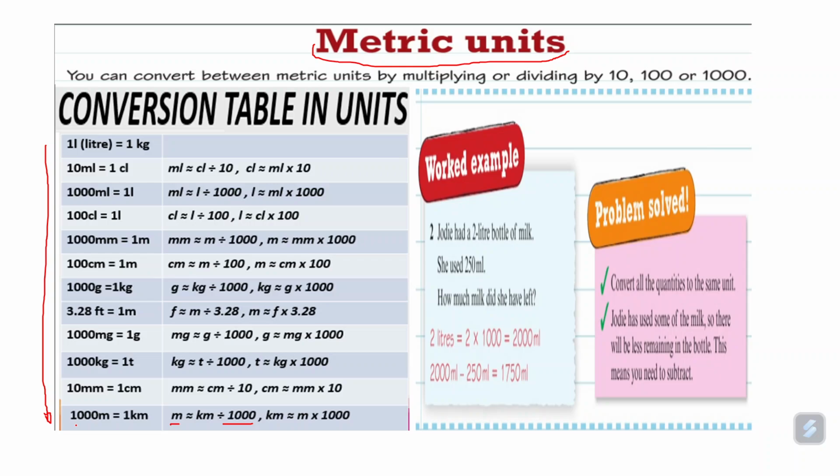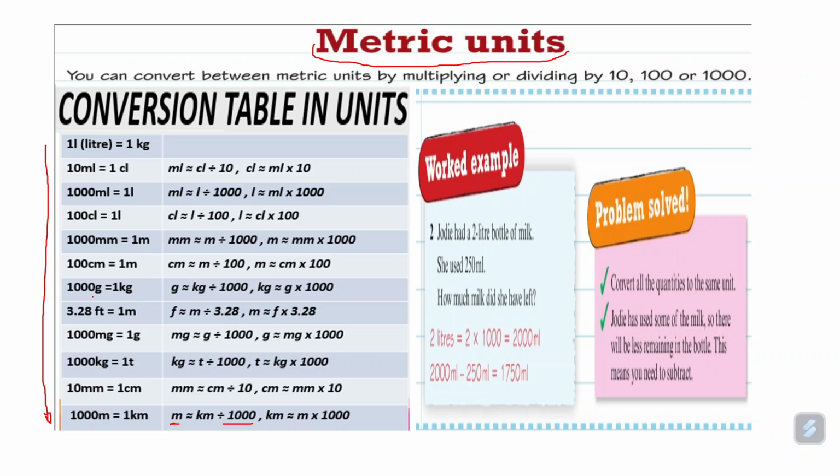So if you are converting from meter to kilometer, meaning if you are converting from the smallest to the bigger one, you divide by 1000. And if you are converting from the bigger one to the smaller one, you multiply by 1000. In other words, 1000 meter is equal to 1 kilometer. If you are converting from meter to kilometer, you divide by 1000. And if you are converting from kilometer to meter, you multiply by 1000.